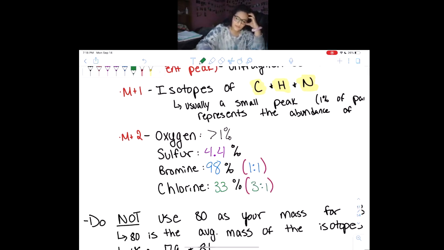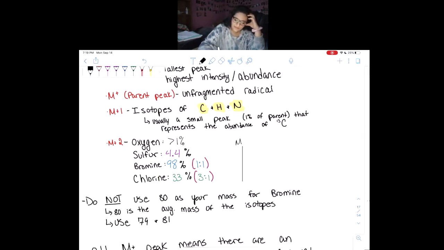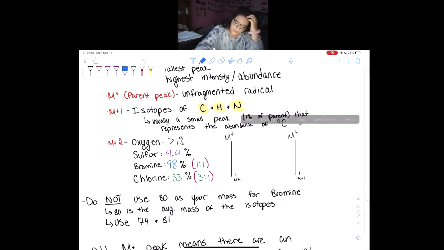Now I'm going to explain what those ratios mean. So if we have our M+ peak, let's say, we have our little tiny M+1, and then we're going to have multiple possibilities for our M+2. So I'm going to go ahead and duplicate that so I can show you what I mean. So bromine, if we have a bromine present, the M+2 peak is going to be approximately the same height as the M+ peak. Similarly, the chlorine, if we have a chlorine present, it's going to be approximately 1/3 of the M+ peak. So when I say 3-to-1, I mean M+ compared to M+2.